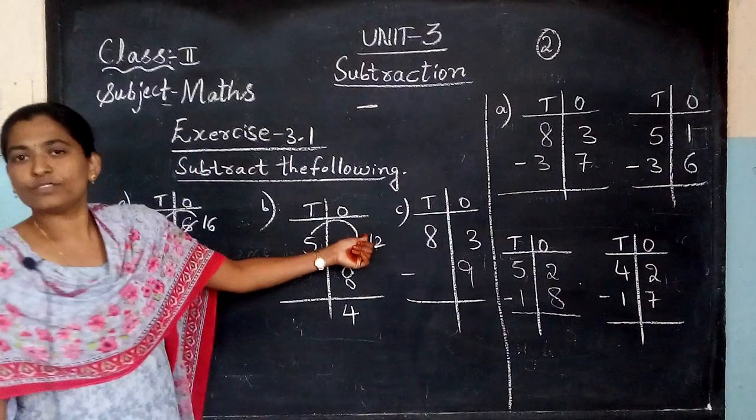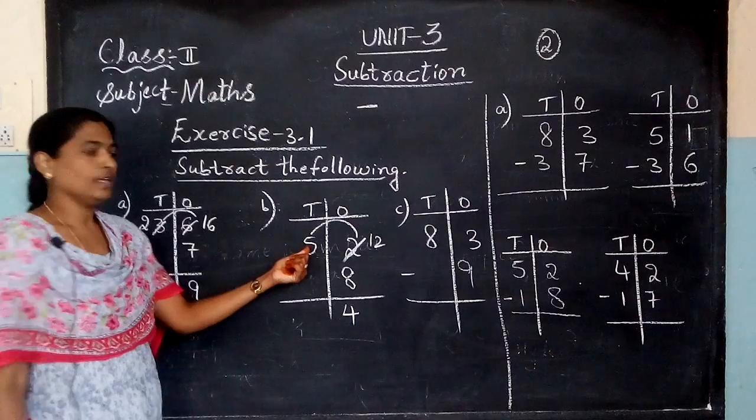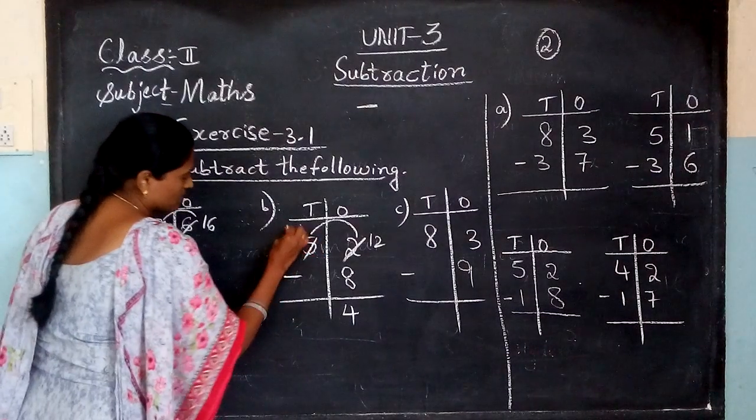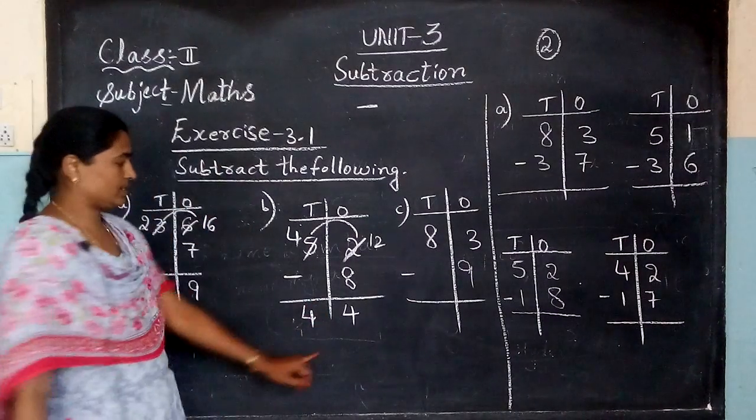One number is given to the ones column. In the tens column one number will be less. What is that number? The number before 5? Yes, 4. Here nothing is there, no? So this number will be rewritten.